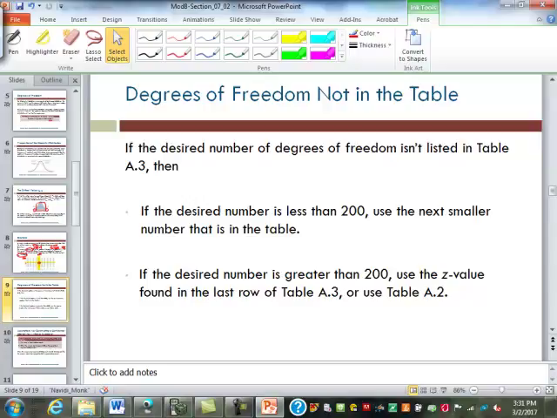So if the desired number of degrees of freedom isn't in the table, if the desired number is less than 200, use the next smaller number in the table. If it's greater than 200, just go to the z-distribution.